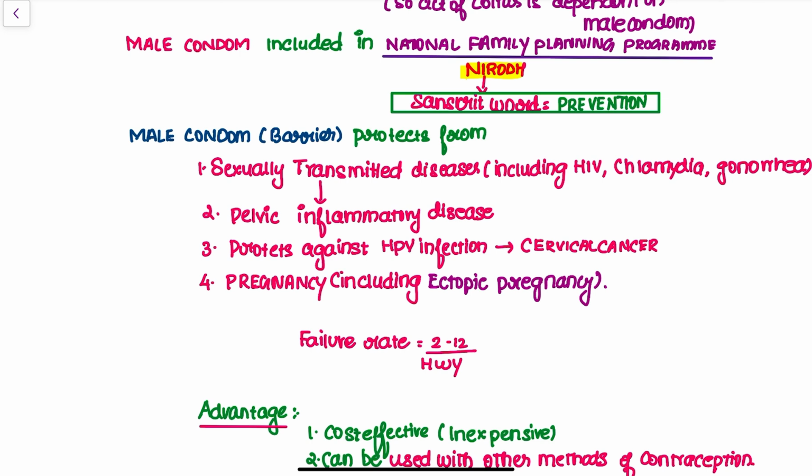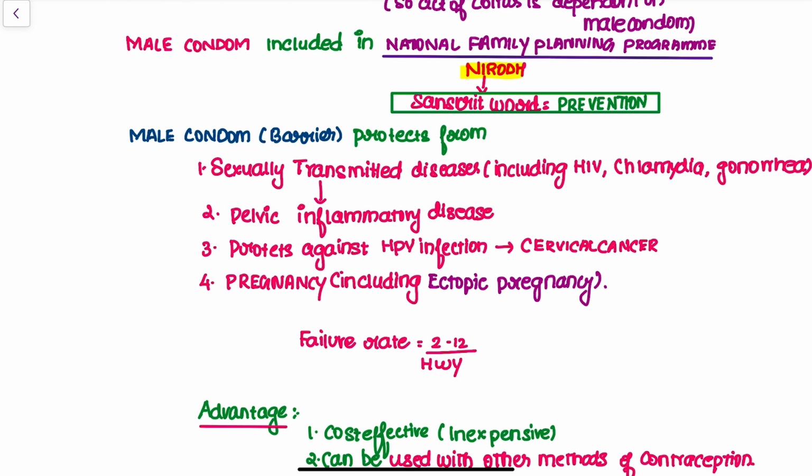Now coming to the uses of this male condom. The male condom is essentially a barrier contraceptive, and since it is a barrier contraceptive, it is going to prevent you from any sort of sexually transmitted diseases. So if the male partner is going to wear this condom, then the female partner has decreased chances of sexually transmitted diseases including HIV and then chlamydial infection, gonorrhea infection. So all sorts of sexually transmitted diseases will be decreased. So the female partner will be protected from any sort of sexually transmitted diseases.